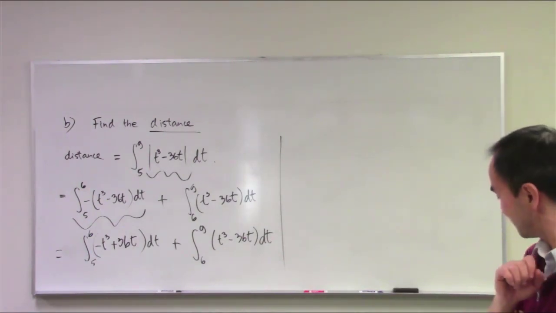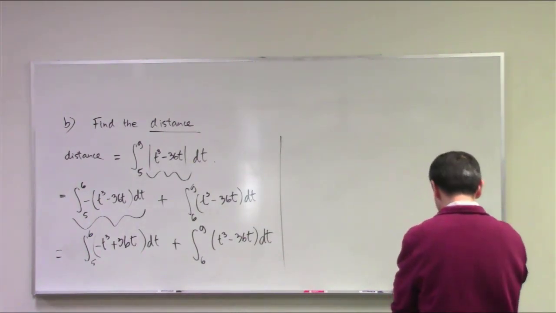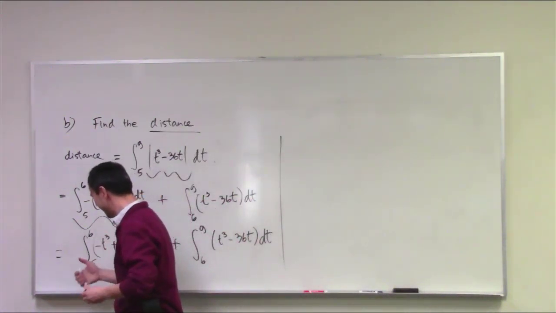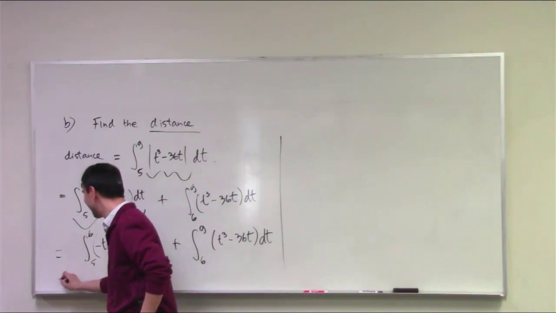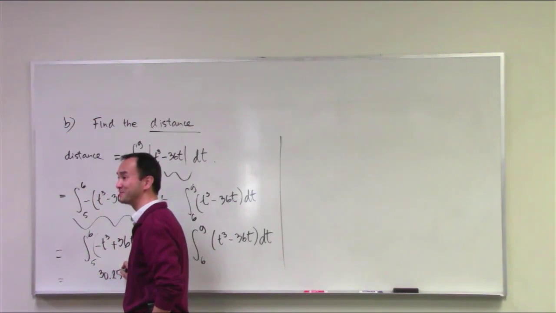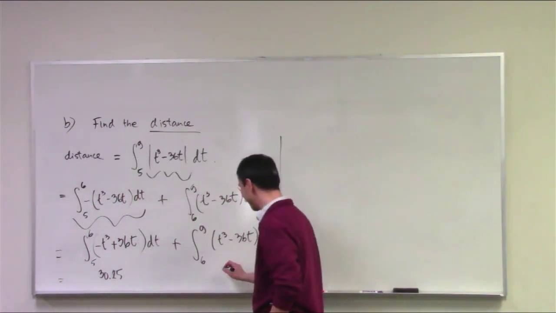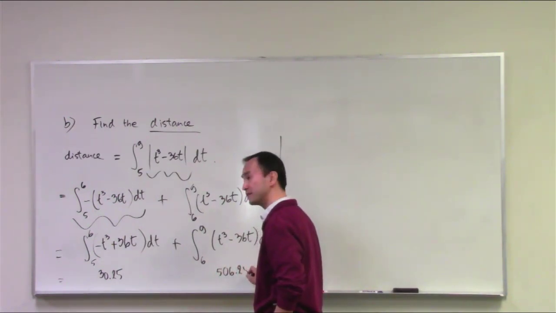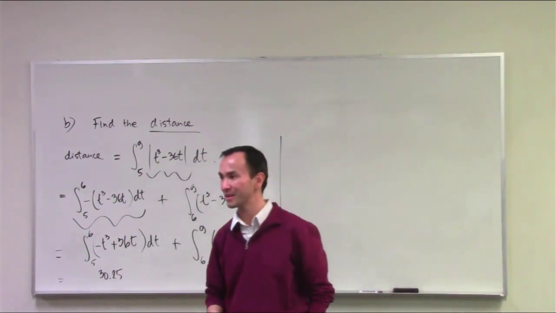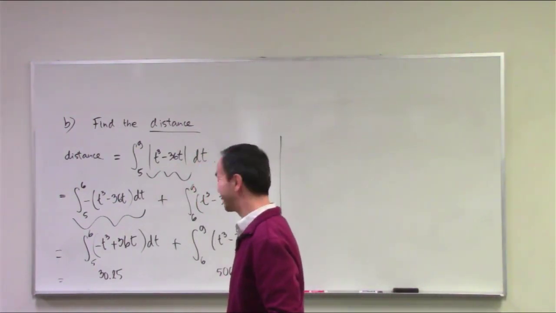All right, calculation experts, what have you got? For the negative one, I got 30.25. 30.25, right. Would anyone like to double confirm that? Yeah, I got 30.25. Thank you. All right, I got 506.25. Okay, anyone would like to confirm that? You got that too? Okay.